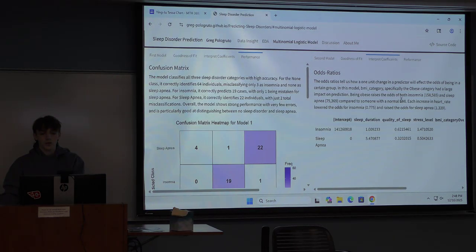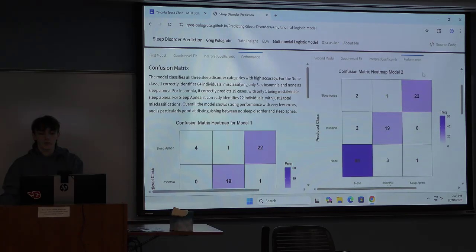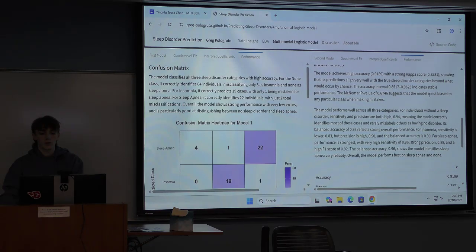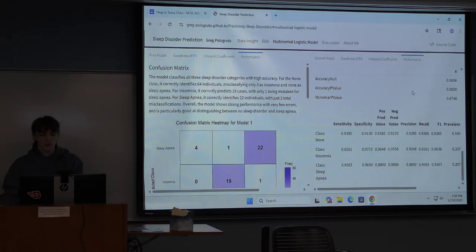But an easy example was each increase in heart rate lowers the odds of insomnia because its odds ratio is less than 1. And the performance of this one is very similar to the first one. It has an accuracy of 91% and also this very strong kappa score. It has an insignificant Nehmer p-value. Performs well across all three categories, as you can see with these statistics here.